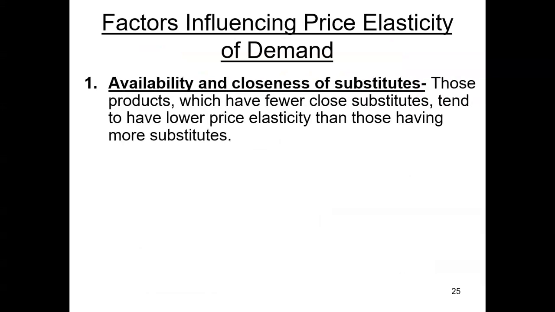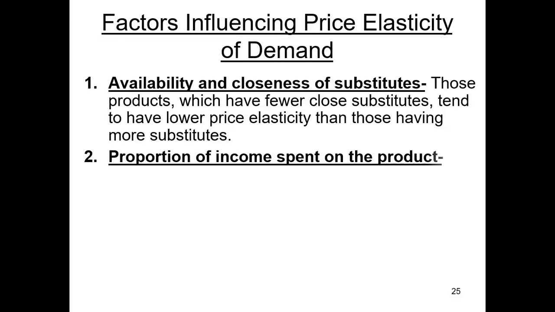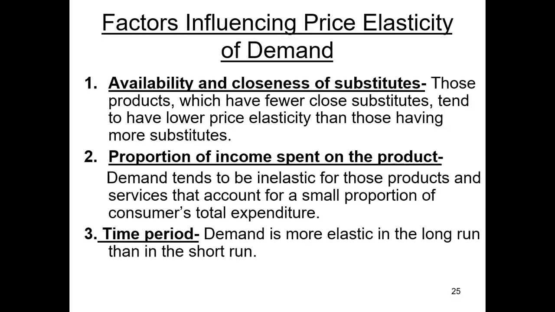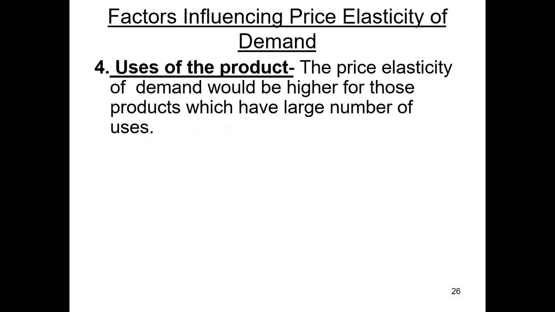Then, factors influencing the price elasticity of demand. One by one, I am going to tell you. First, the availability and closeness of substitutes: products which have fewer close substitutes tend to have lower price elasticity than those having more substitutes. In addition, the proportion of income spent on a particular product also influences the elasticity of demand. Then time period: demand is more elastic in the long run than in the short run. And one more, uses of the product: price elasticity of demand is higher for products which have a large number of uses.